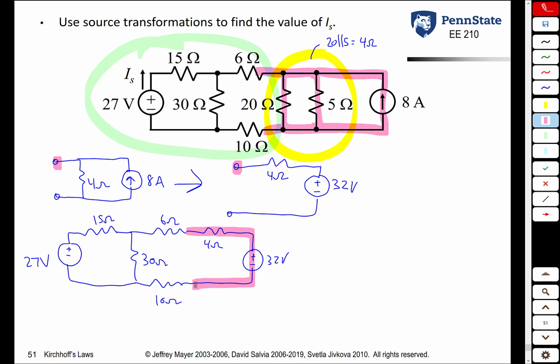So we're basically sticking that in there. But what this is going to allow us to do now is we can now combine this 6 ohm, this 4 ohm, and this 10 ohm resistor, which are all in series. So we can simplify a little bit more.